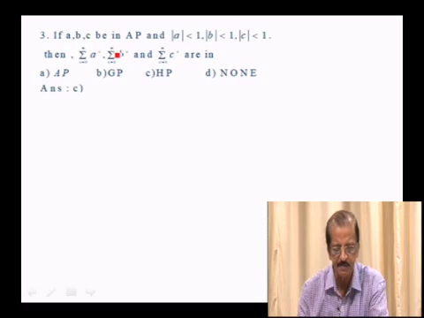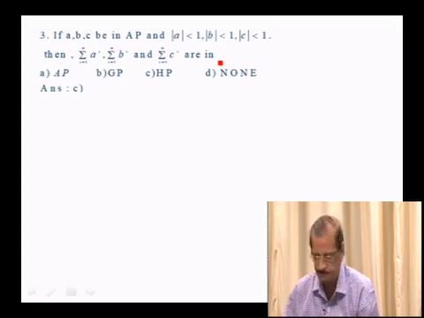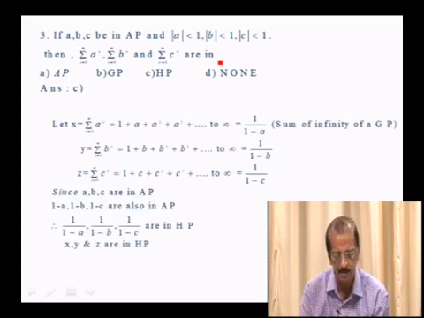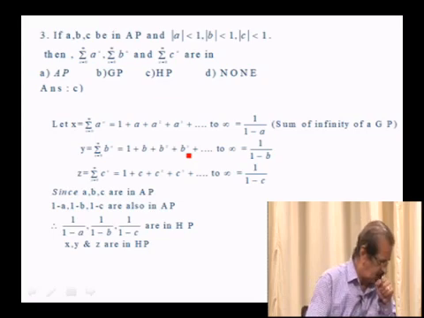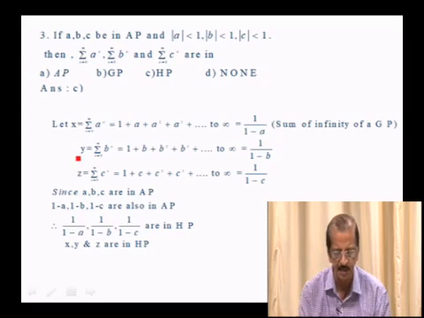Third one: if A, B, C are in AP and mod A less than 1, mod B less than 1, mod C less than 1, then the sums over n from 0 to infinity of A to the power n, B to the power n, and C to the power n are in AP, GP, HP, or none of these. Here, the sum of A to the power n from 0 to infinity, I can call it x. It is the infinite GP with common ratio A, therefore it is 1 over 1 minus A. Similarly, y is 1 over 1 minus B, and z is 1 over 1 minus C.